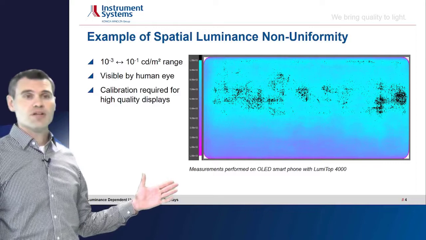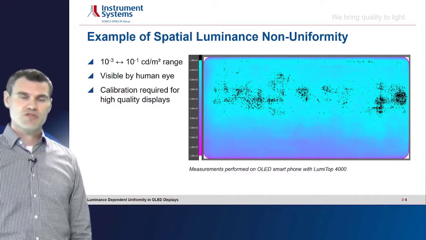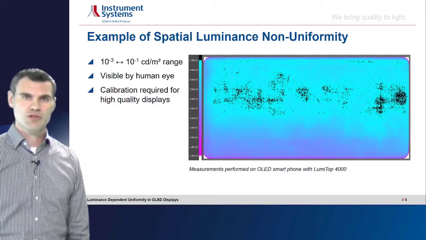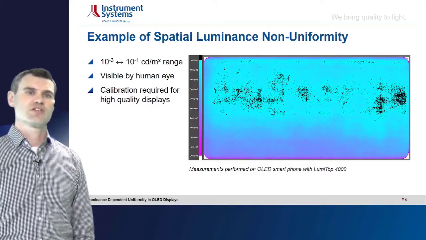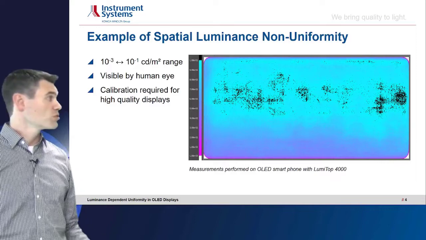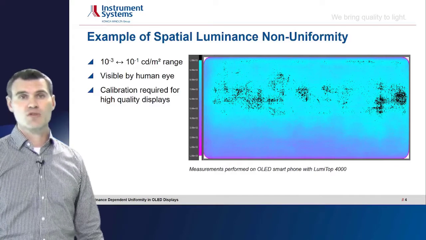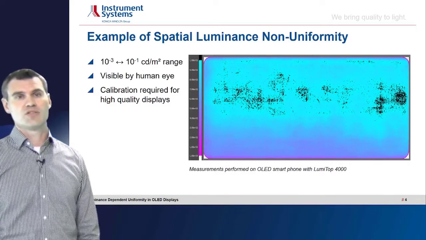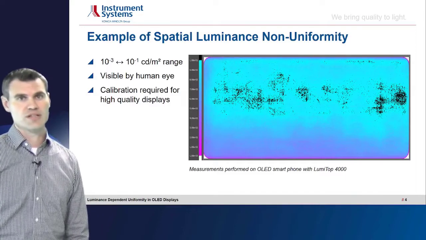This is an example of a spatial luminance non-uniformity which was measured with our LumiTop 4000 device in the range of 10^-3 to 10^-1 candela per square meter. And this would be visible by human eye, and of course it has to be calibrated in order to get a high quality display in the end.